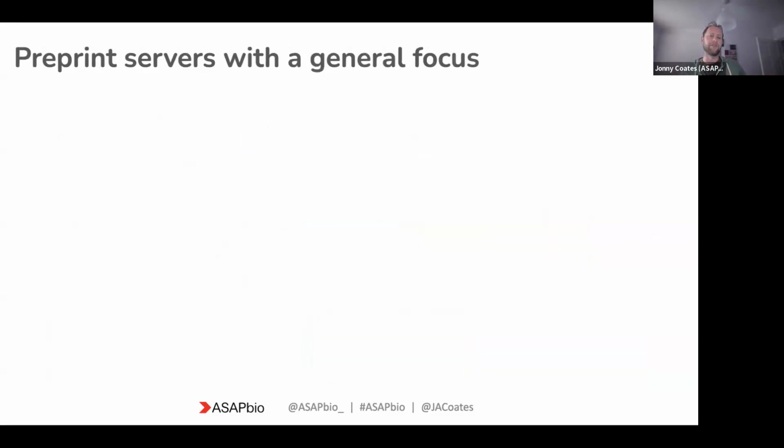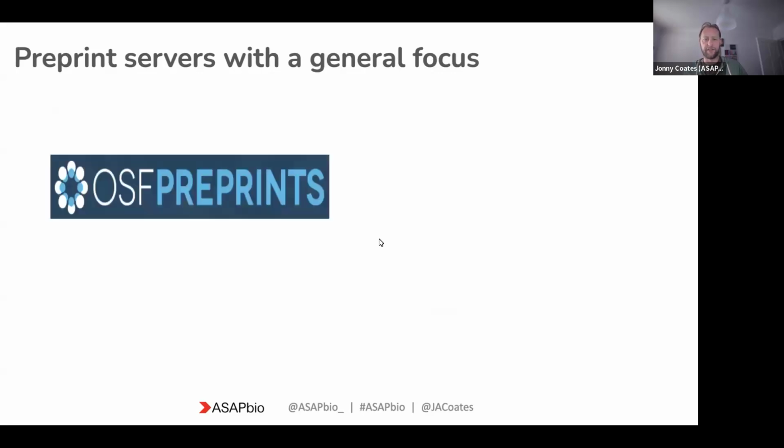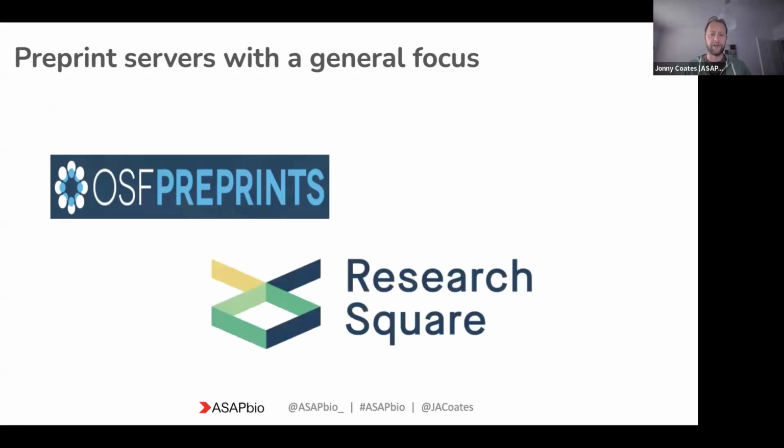There are also preprint servers that have a much more general focus. And these are things like OSF Preprints, where really you can post quite a wide range of things on there. Research Square has the same breadth of focus as the Springer Nature journals do. And then SSRN has the same broad field of focus as Elsevier journals.